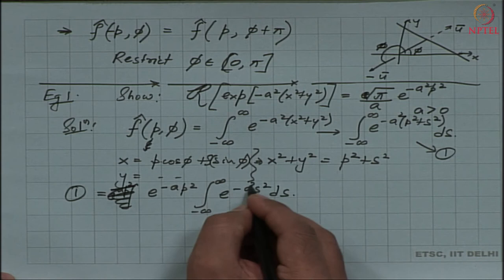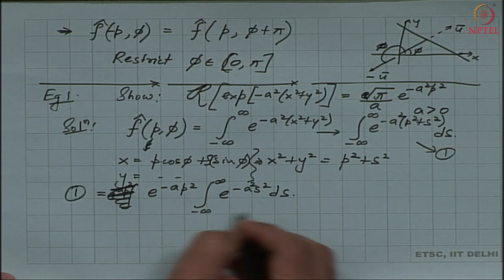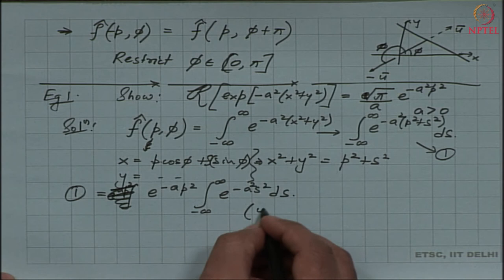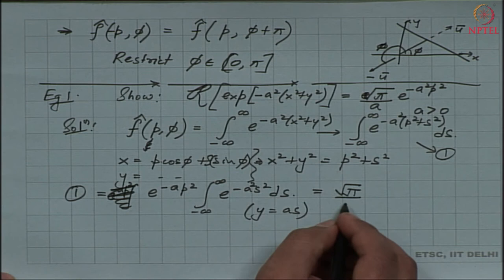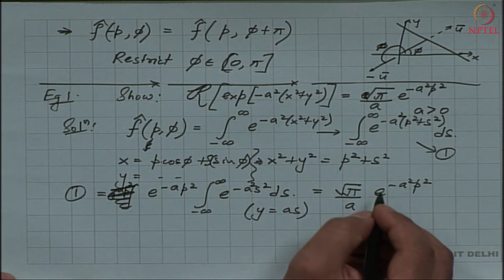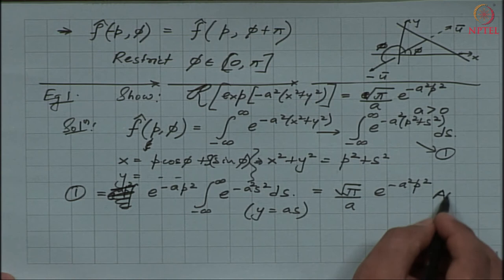Now, this particular integral can be readily evaluated. This is a standard calculus integral. Please substitute y equal to a s and see that this integral is a standard integral. And let me write down the answer after evaluating this standard integral. I see that this is square root of pi by a, e to the power negative a square p square. So, that is the answer that we were searching for.